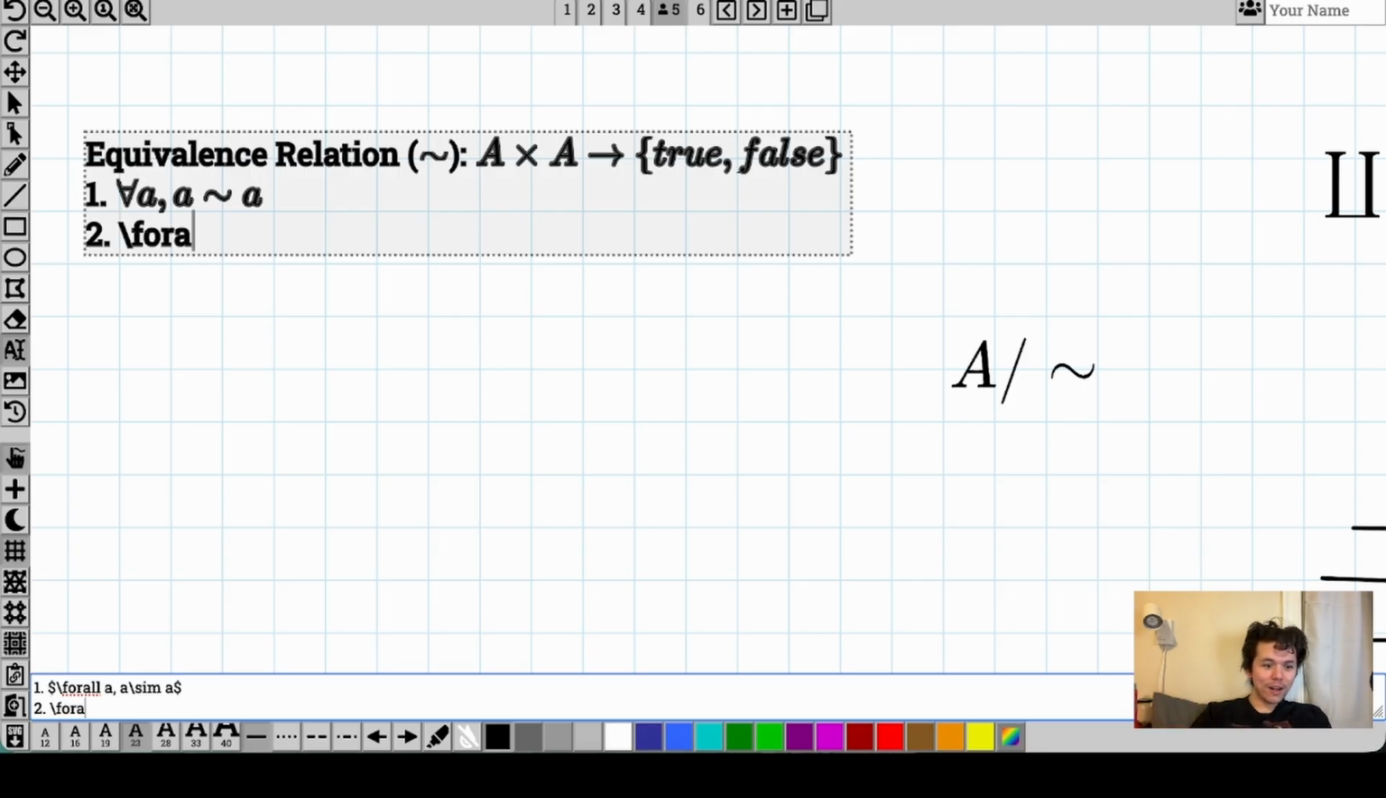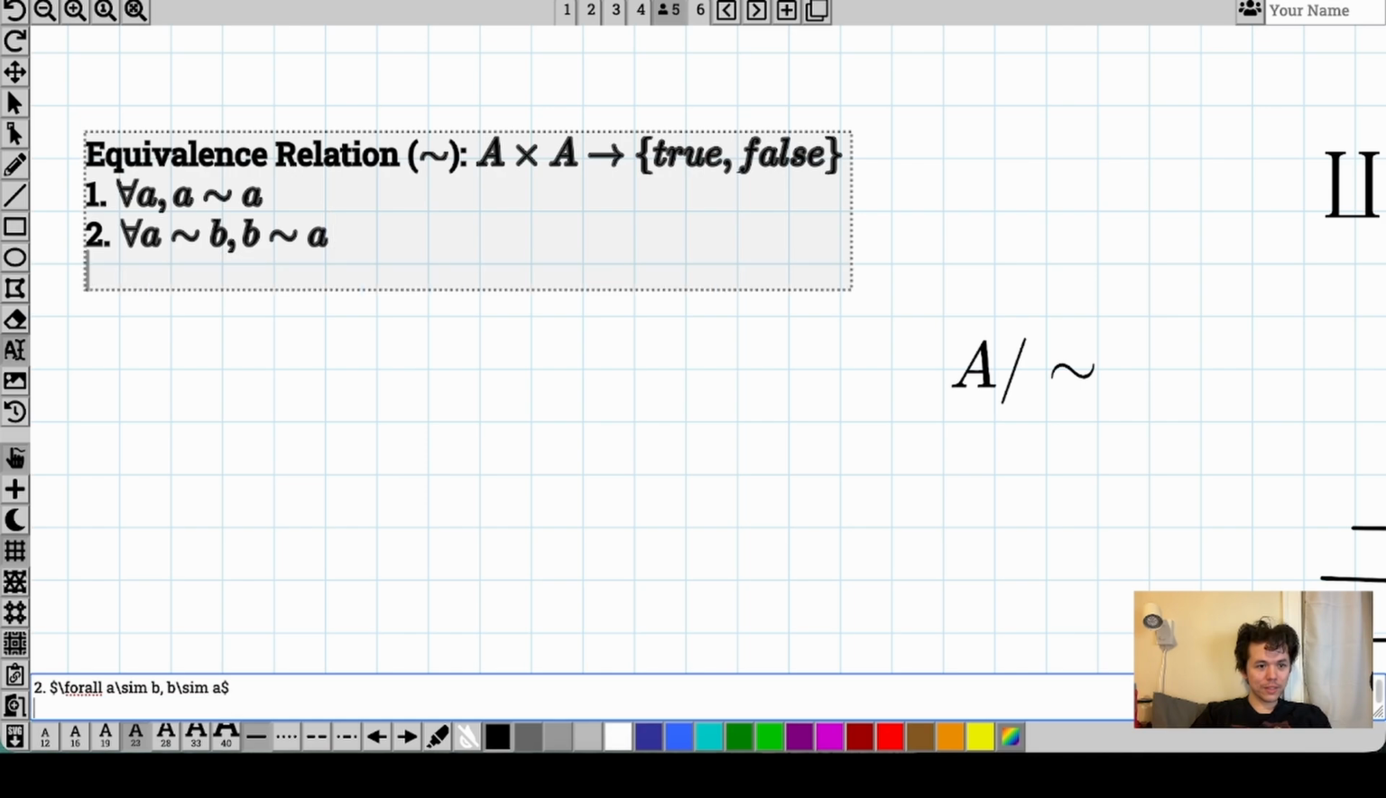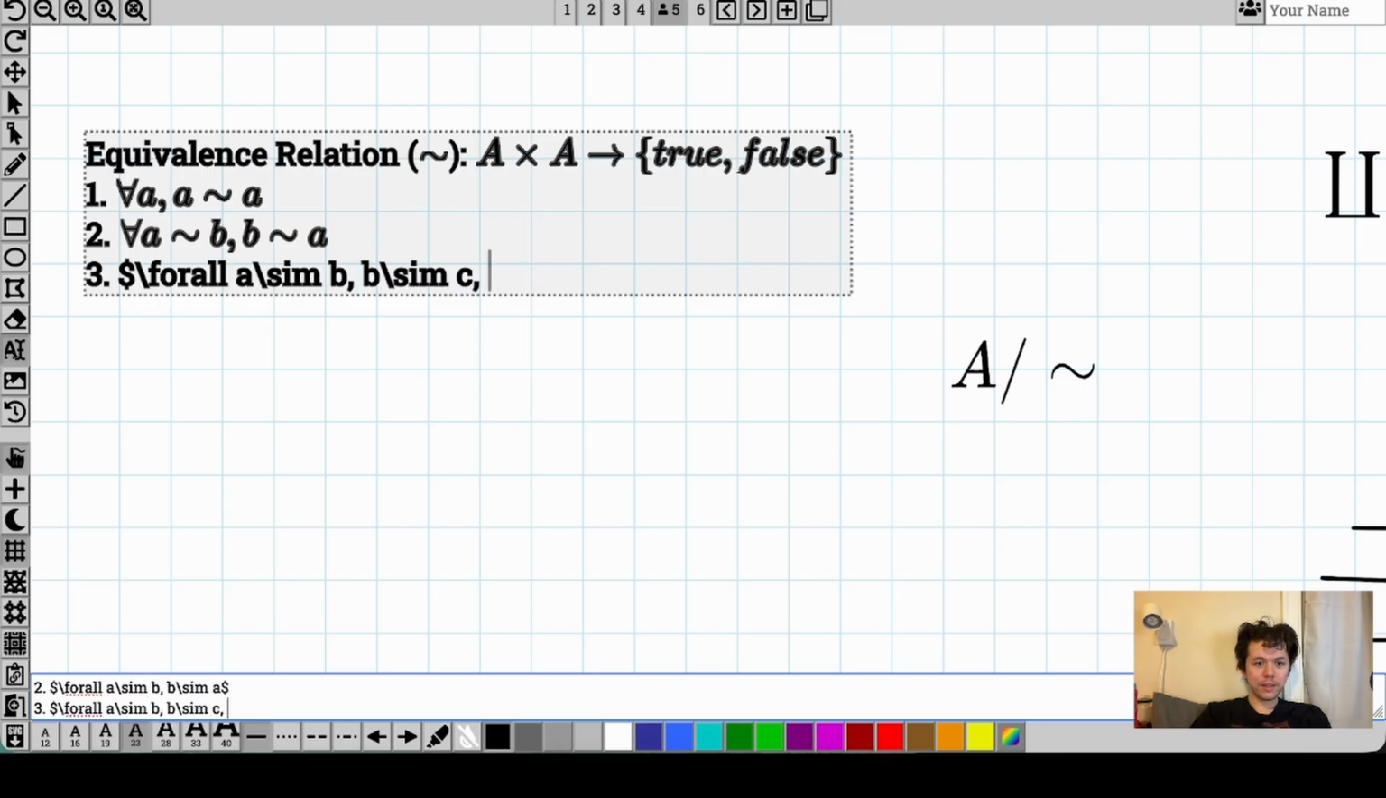And they have all of these things that are similar to equality. It's kind of like a weaker form of equality that we are asking for. So for all A, A is similar to B is similar to A, this kind of reflexive property, and then the transitive property: for all A sim B sim C, then A is similar to C. So that's an equivalence relation.